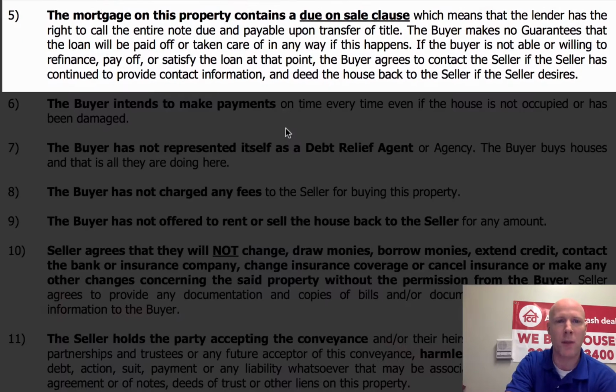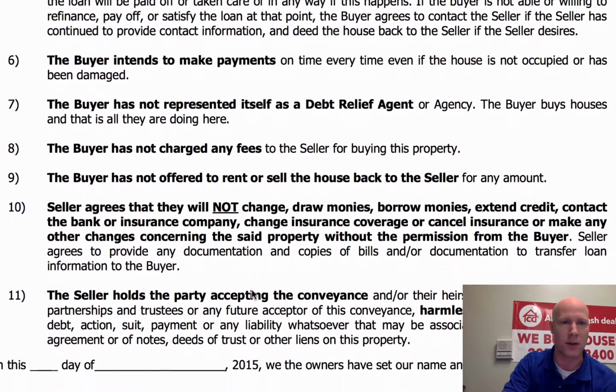The mortgage on this property does contain a due on sale clause, which means that the lender has the right to call the entire note due and payable upon transfer of title. Again, we put safeguards in place to where that won't happen, but nothing is guaranteed and nothing is 100%. So you got to make sure that the seller is aware that it's not 100%.